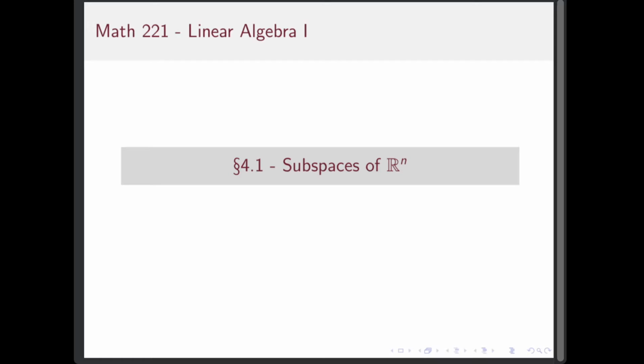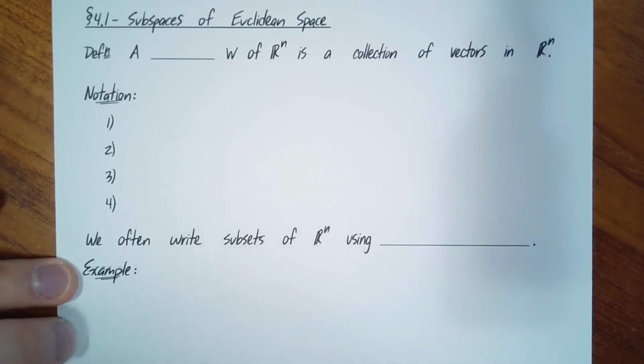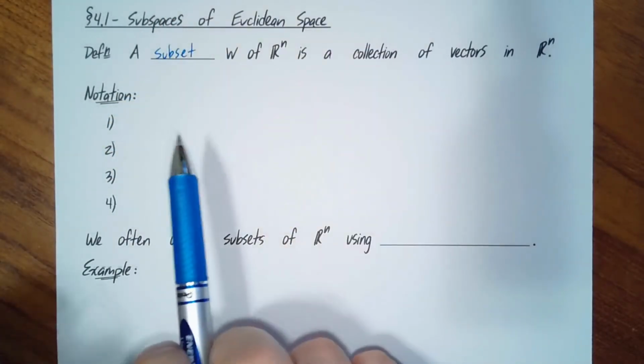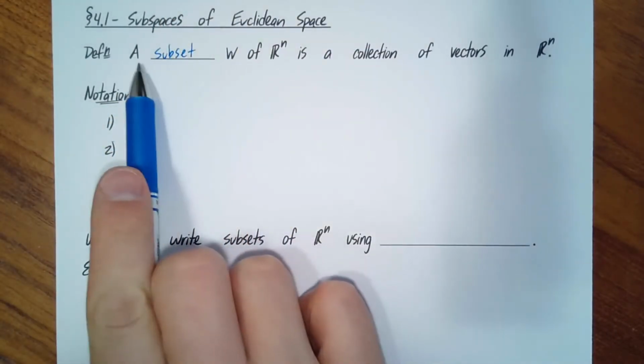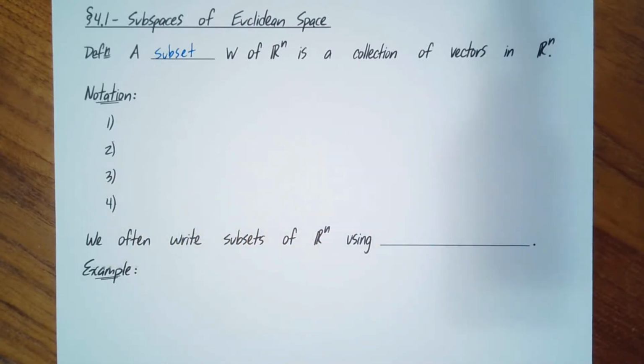Now what does that mean exactly? That's what this section is going to be about. What does it mean to be a subspace of Euclidean space? Well, before you can talk about subspaces of Rn, you have to first understand what a subset of Rn is. And that's where we'll start. So a subset, and for the purpose of this definition, we're going to give it a name. A subset W of Rn is just simply a collection of vectors in Rn.